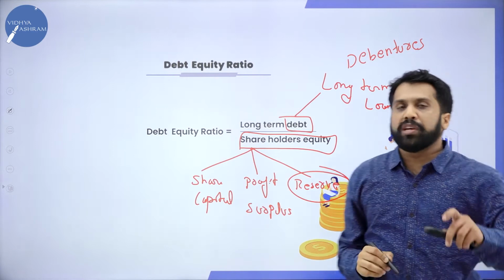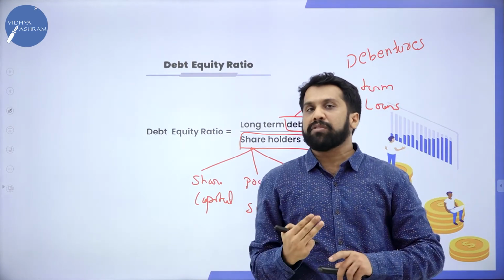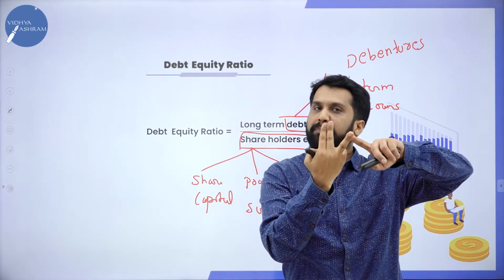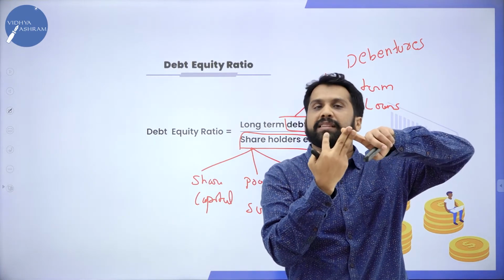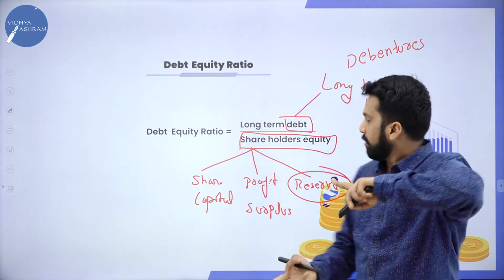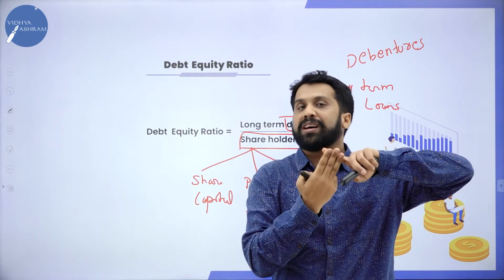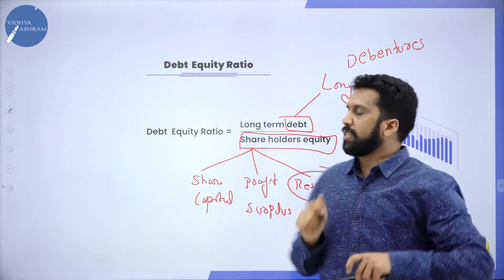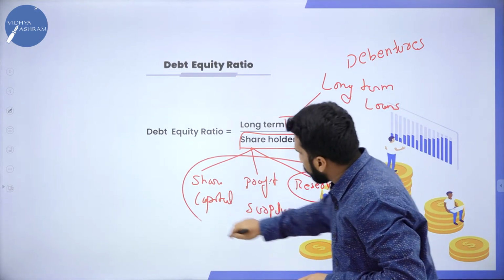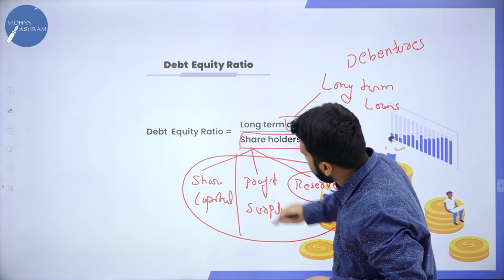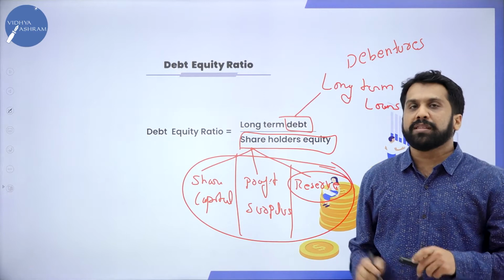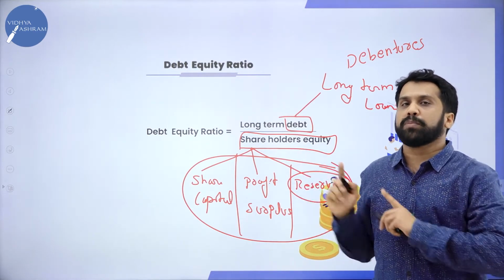If they ask for shareholders equity, three things you have to remember. One is capital, share capital, and the second one is surplus or profit, and the third one is reserve. These three we call shareholders fund. These three belong to the owners. Based on this we'll do problems.